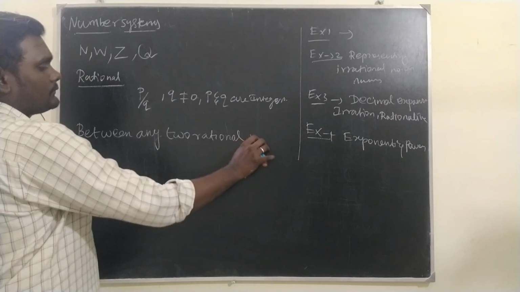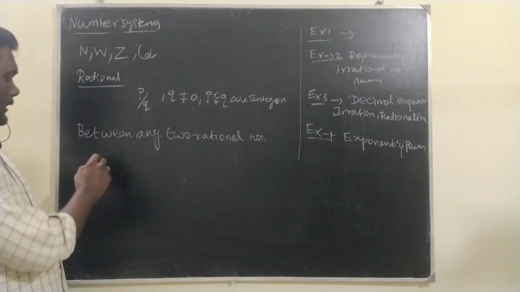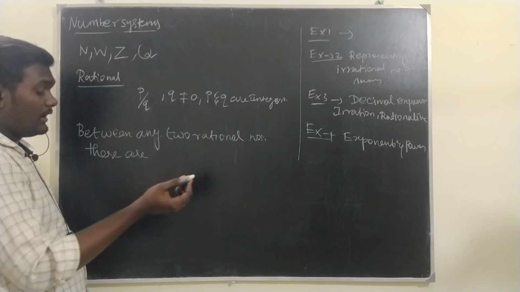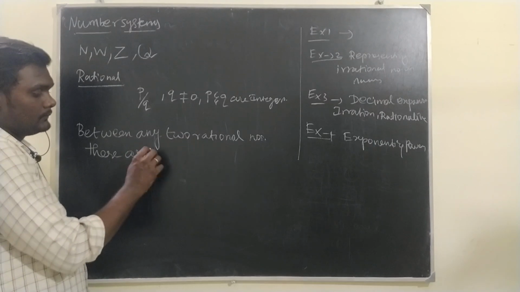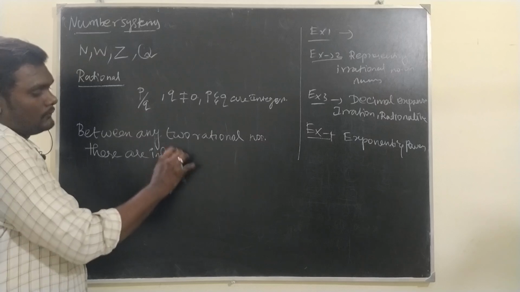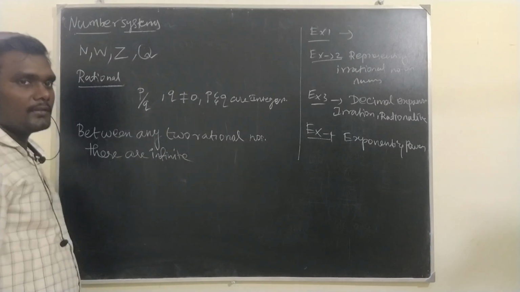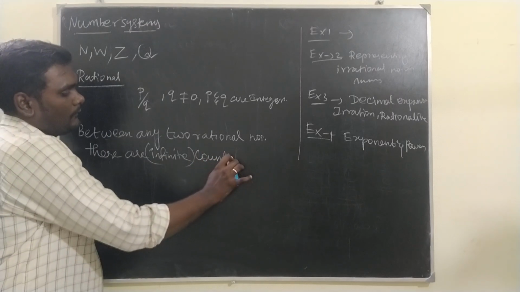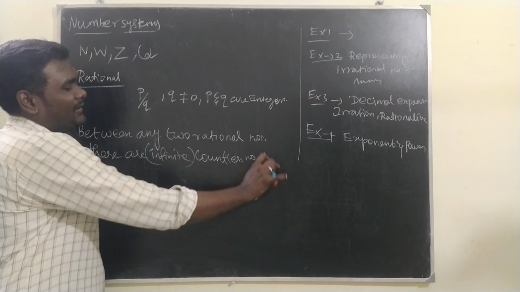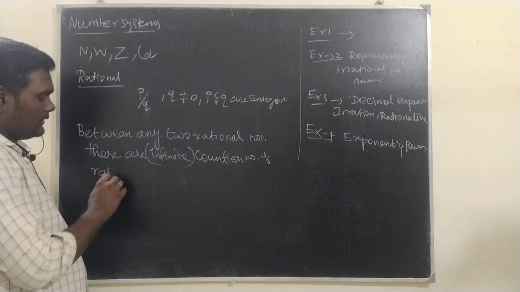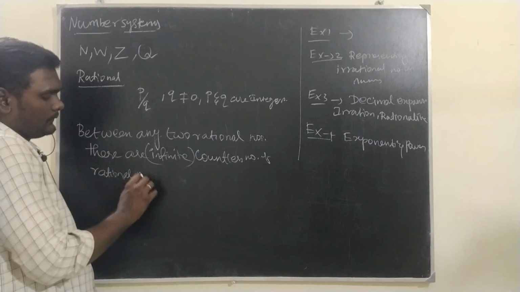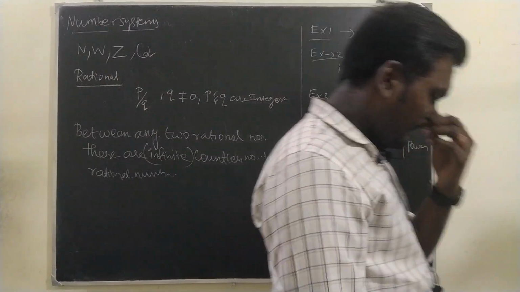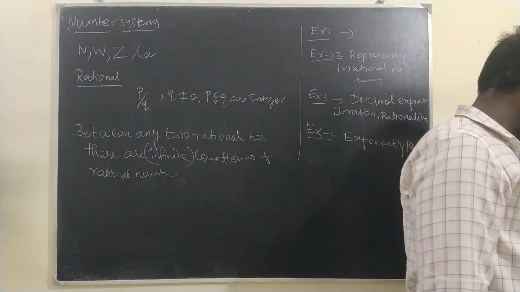Okay, so it is said that between any two rational numbers, there are how many rational numbers? Infinite rational numbers, like countless numbers. So how do we find such numbers? We have several examples.